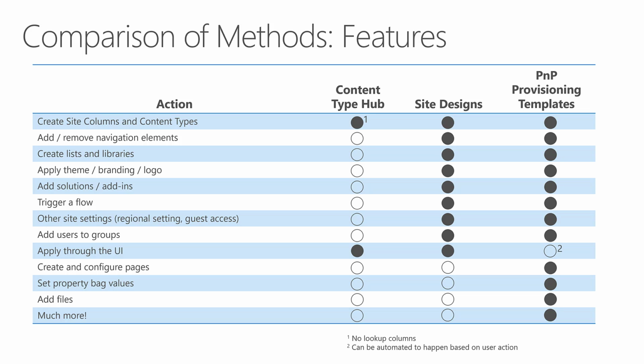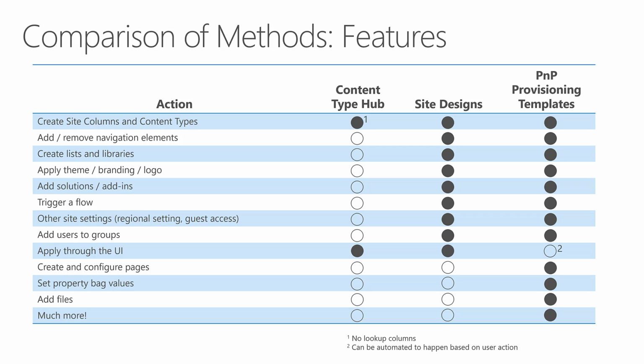Other site settings, like a regional setting, for instance, if you've got a global presence and you want to create your sites in a particular time zone, you can do that with either of those tools. You can add users to groups, which is nice. You can set some permissions, which is nice. Applying the mechanism through the UI is something the Content Type Hub does provide, as well as site designs, but not PnP provisioning templates. With the note that you could automate based on some user action in such a way that you don't really need a UI.